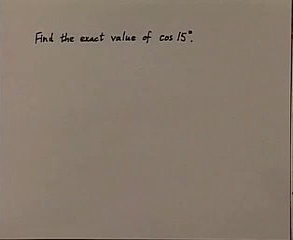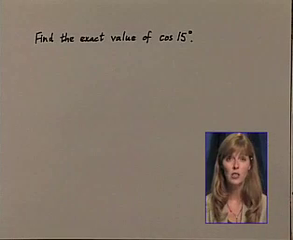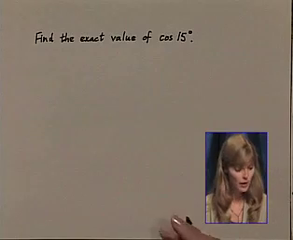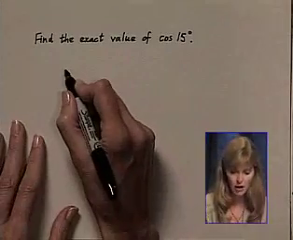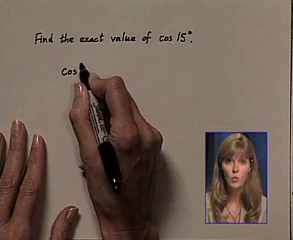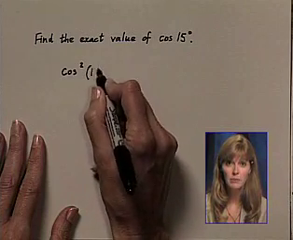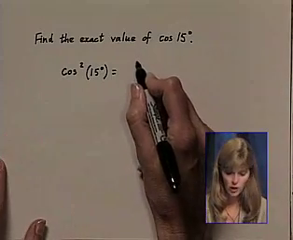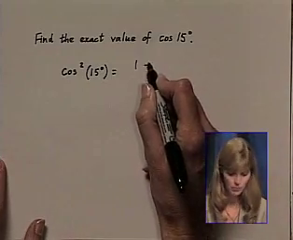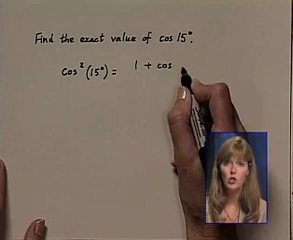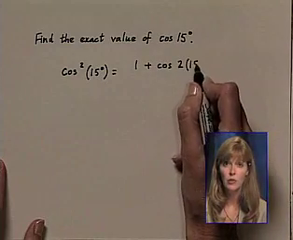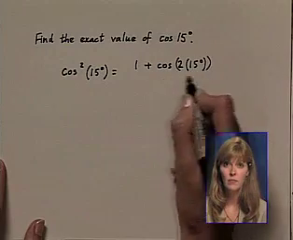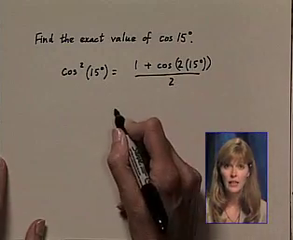Let's look at an example where we're going to utilize one of these formulas. We want to find the exact value of the cosine of 15 degrees. And the way we're going to work this problem is to think about finding cosine squared of 15 degrees. And so we can use the power reducing formula, which can be thought of as 1 plus the cosine of 2 times 15 degrees divided by 2. Let's evaluate further.